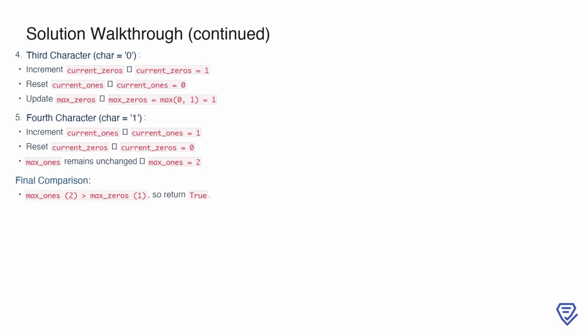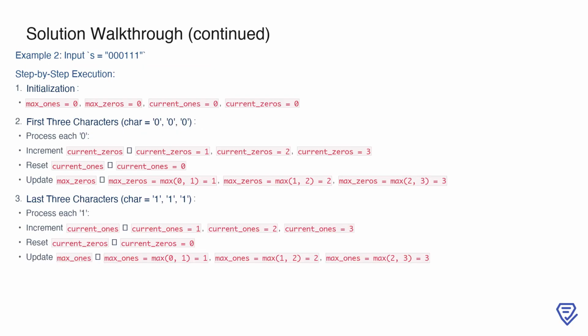To determine the result, we compare max_ones, which is 2, with max_zeros, which is 1. Since max_ones is greater, we return true. Now let's examine a new example where the input string is 000111.